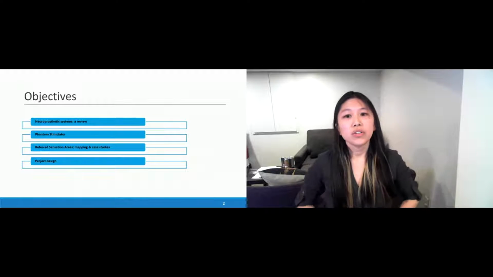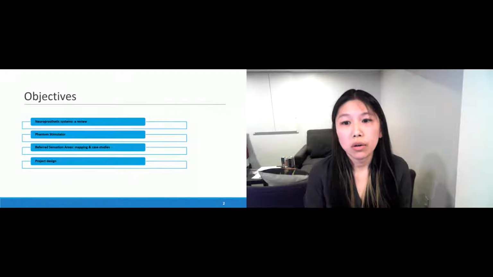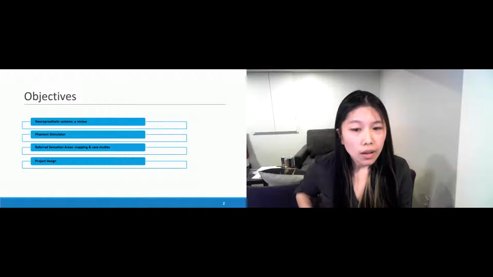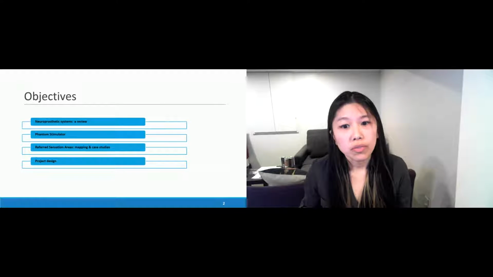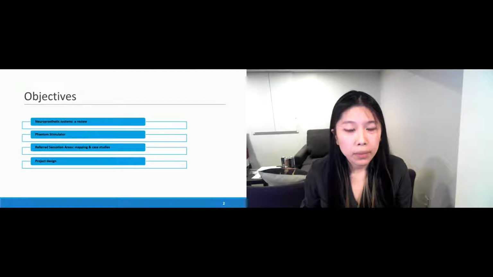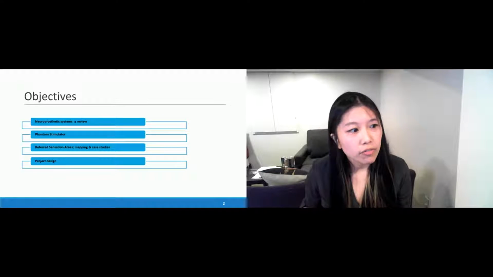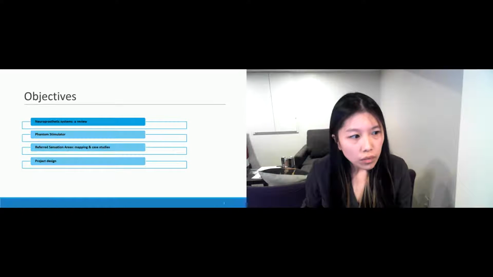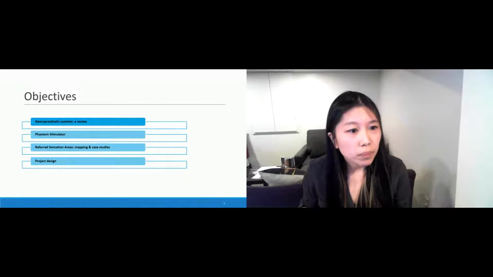So the objectives for today's talk, we're going to be going over an overview of neuroprosthetic systems. Then we'll introduce our intervention, the phantom stimulator. We'll talk a little bit about referred sensations, what they are, how to map them, and present some case studies on referred sensation areas. And finally, we'll give an overview of the project design. So to start with an overview of neuroprosthetic systems.